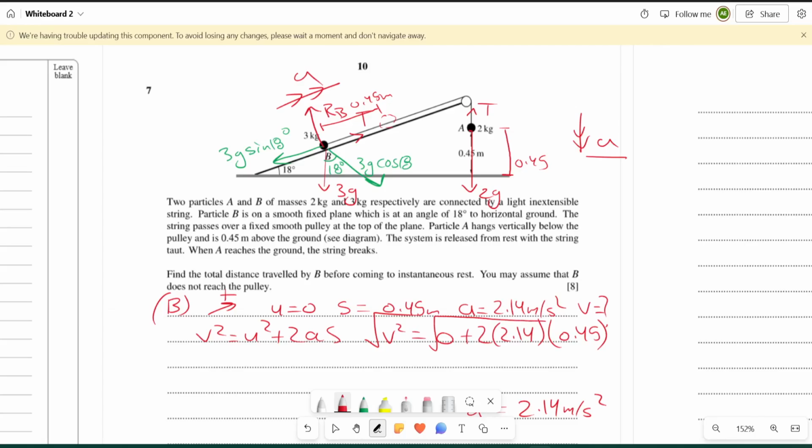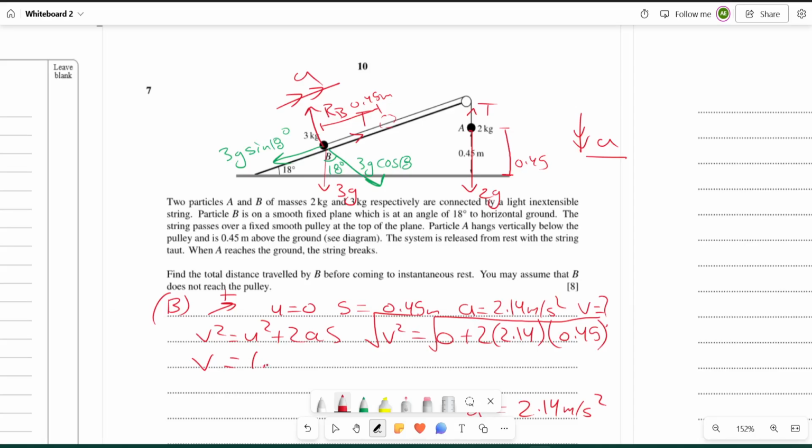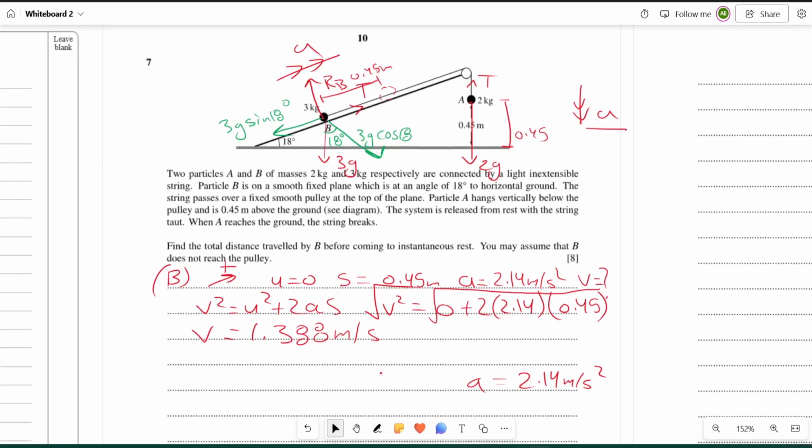Square rooting both sides to solve for V, that's going to give me a V answer of square root of 2 times 2.14 times 0.45. That is going to be 1.388. I'm going to take it as 3 decimal places. This is not a final answer, so I just need it to be more accurate. That's why. So that is going to be the V over here.